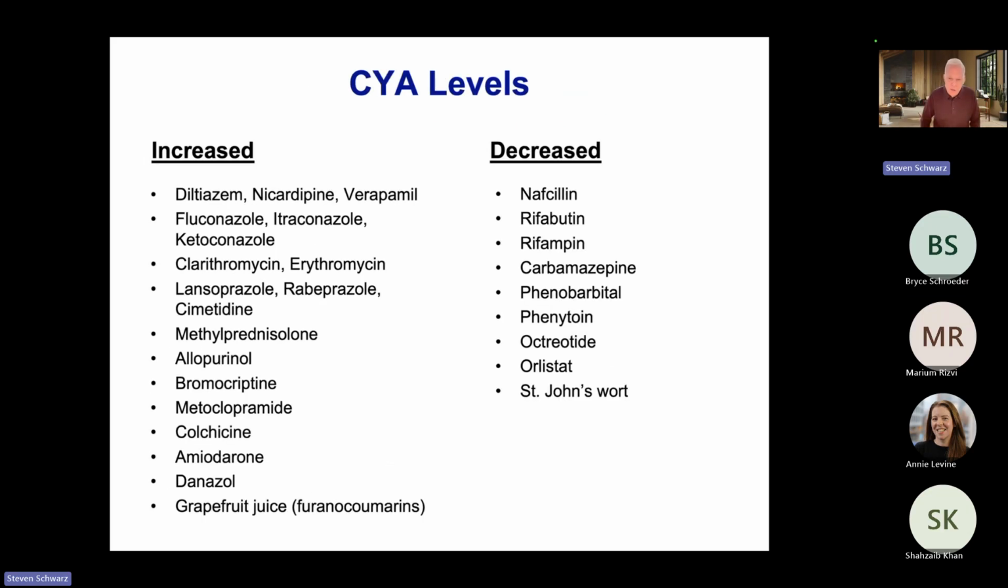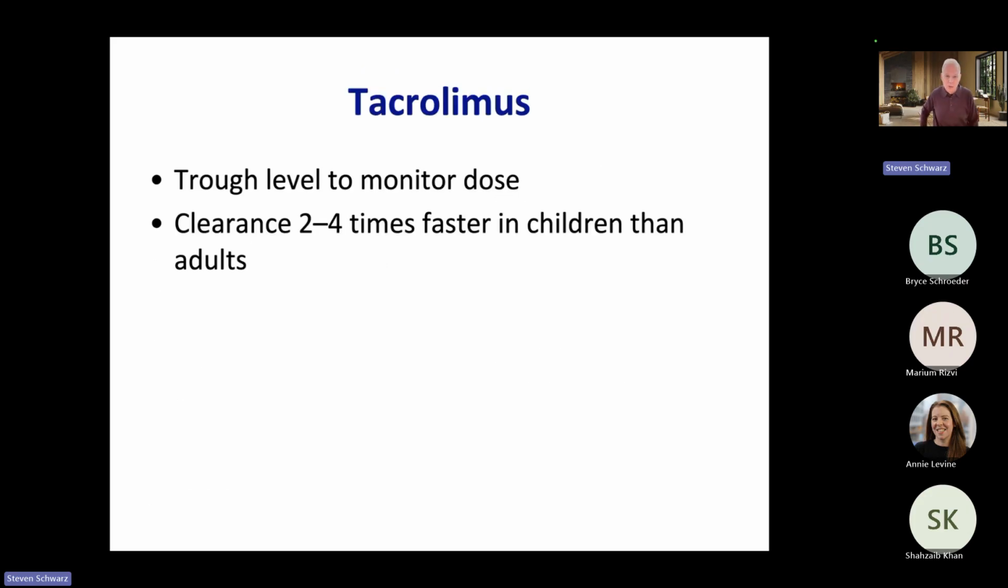Again, you have to be mindful of what drugs a patient is on because cyclosporin levels will either be increased or decreased depending upon what other drugs the patient is on. So any transplant center will have to be aware of this so that they can monitor levels if patients are on any of these drugs, to either increase or decrease levels. But again, as Dr. Khan mentioned, cyclosporin has largely been supplanted by tacrolimus.